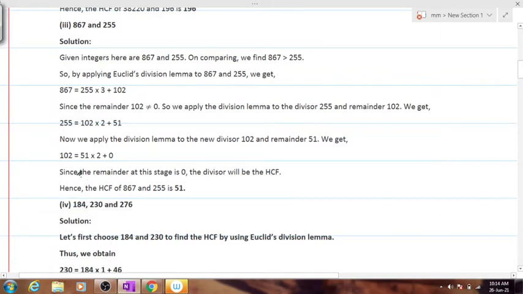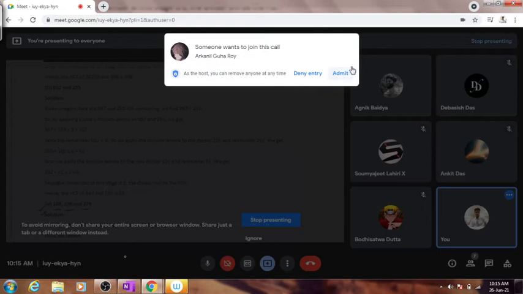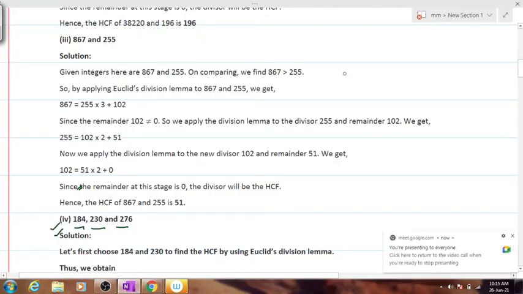Three numbers: 184, 230 and 276. How will you proceed with this? Three numbers have been allotted. How will you proceed with this? Going to find the HCF for these three numbers for question number 4.